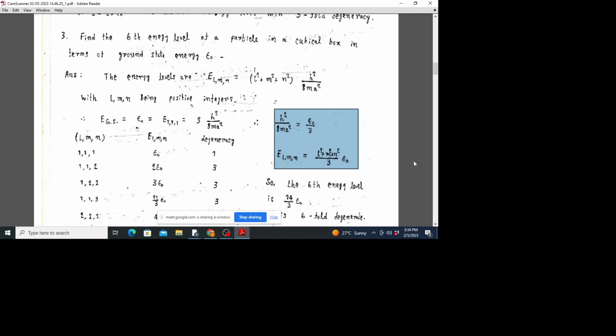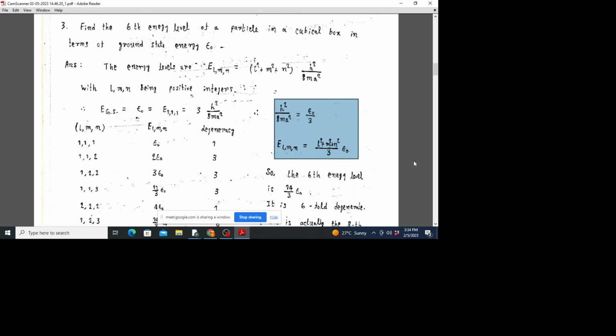Now we need to find the energies, and there is no straightforward way to do that, because L, M, N can take any integer values. This is not as straightforward as the 1D case, where you just needed to put n squared and get the answer. Here we have to do this by trial and error. So substitute various values of L, M, N and see which is the sixth lowest energy level.